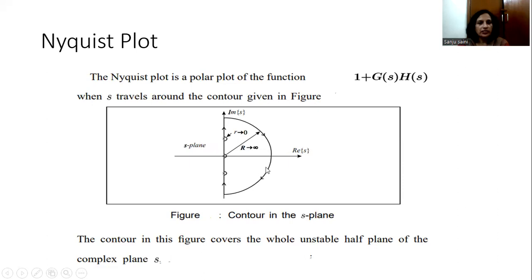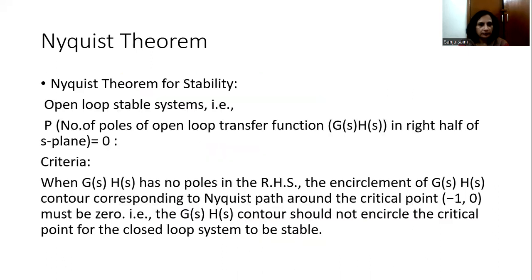Corresponding to this Nyquist contour in the S plane, we draw a Nyquist plot in the G(S)H(S) plane, which is used to ascertain the stability of the system. So the Nyquist theorem for stability considers the number of poles of the open loop transfer function lying in the right half of the S plane, which is equal to 0.